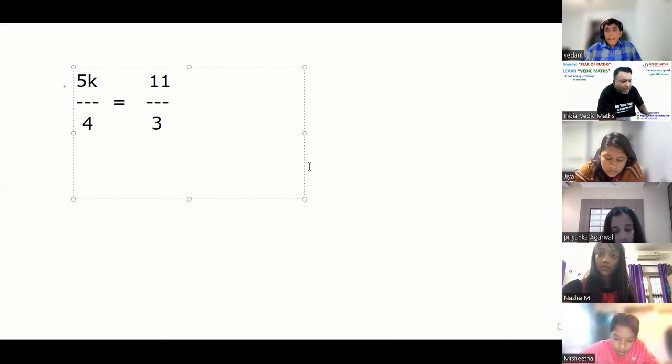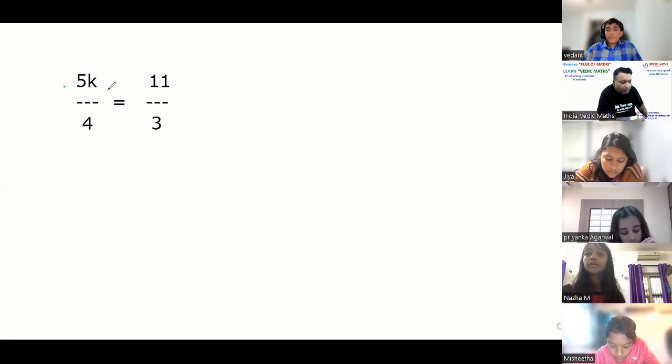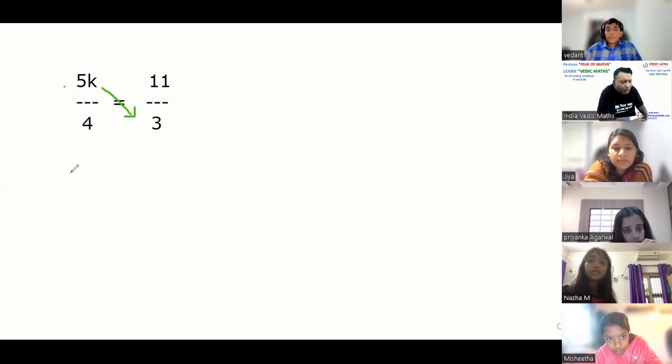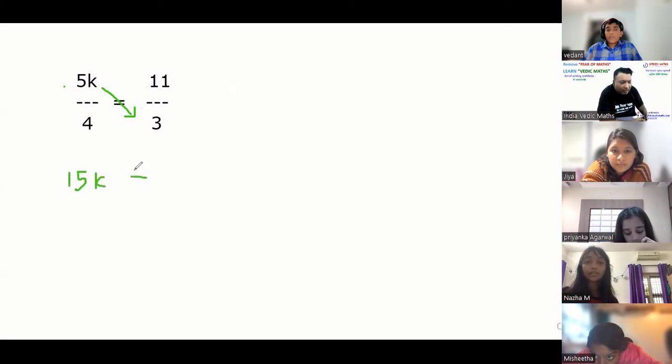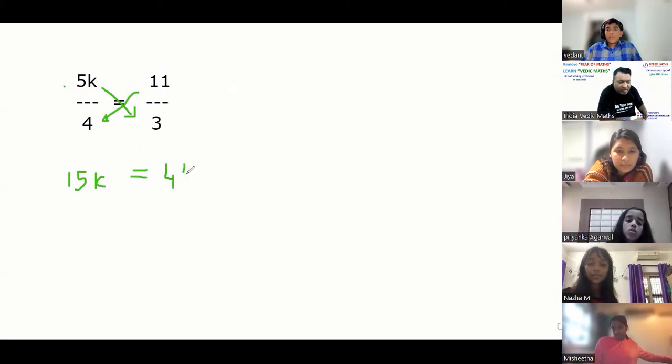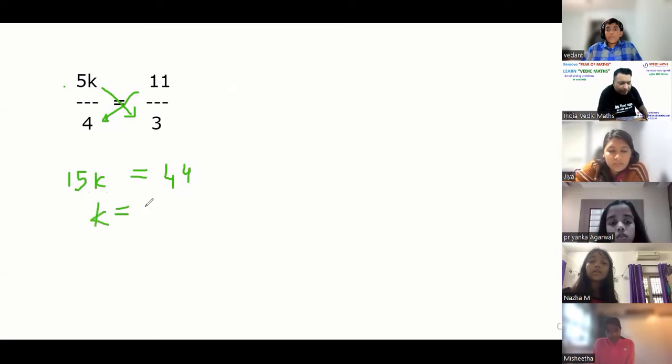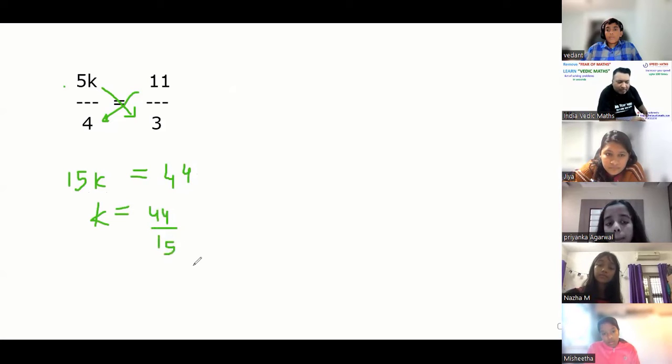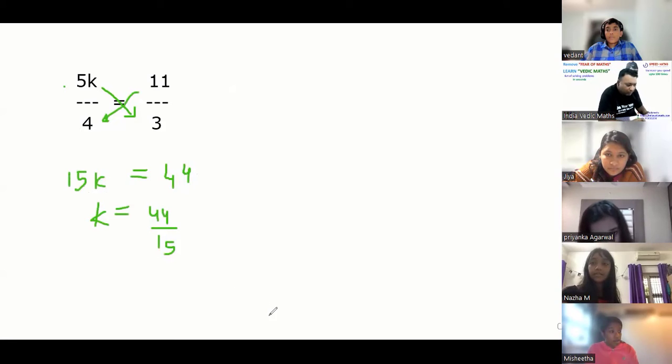So, what are we going to do in this? This with this. How much will 5k times 3 be? 15k. Equal to this times this. 11 times 4 is 44. So the first step is done. Now 15k means 15 times k. So k equals 44 by 15, and that is the answer. So simple, right? That's it. Yes. Thank you. Cool, everyone? Yes, everybody is correct.